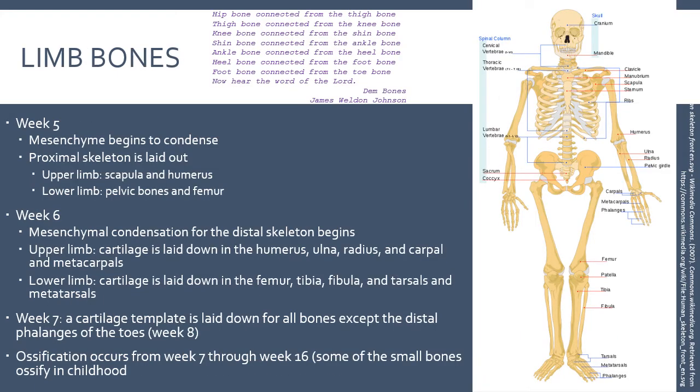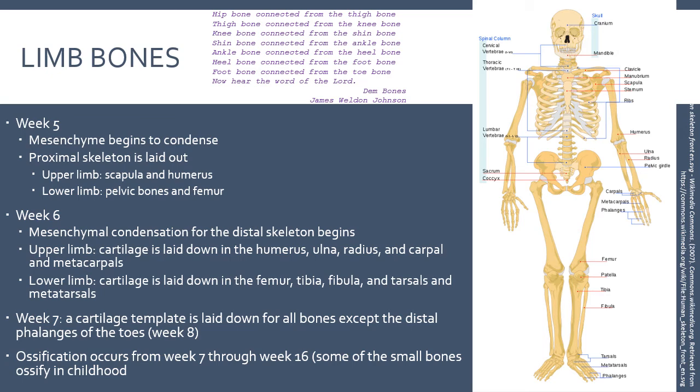Okay, so forming a skeleton. Week 5, we start to see mesenchyme condensing within the limb buds, and that's going to be the future bones. Initially, we have the proximal skeleton laid out, so for the upper limb, that would be the scapula and the humerus, and for the lower limb, it would be the pelvic bones and the femur. I've got a skeleton here as just a reference, so you can see where all those bones are if you're curious. By week 6, we start to see condensation of mesenchyme to form the distal skeleton, and I've listed some of the major bones there.